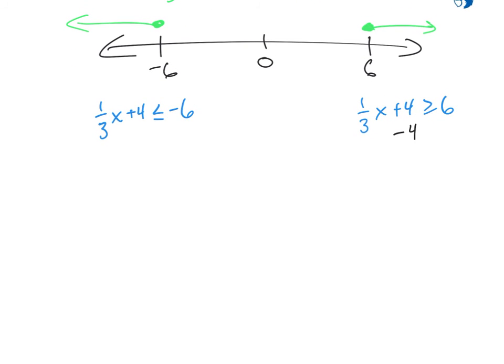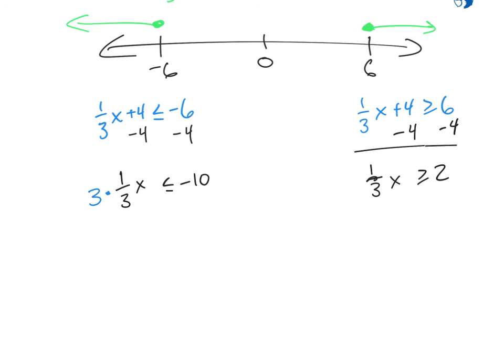So minus 4. I'm going to do both of these at the same time because the steps are going to be the same. So subtract 4 on this side, I get 1/3 of an x is greater than or equal to 2. Over here, I get 1/3 of an x is less than or equal to -10. Then I have to multiply both sides by 3 to get rid of this. So then I get x is less than or equal to -30, and x is greater than or equal to 6. So now I have my two answers.